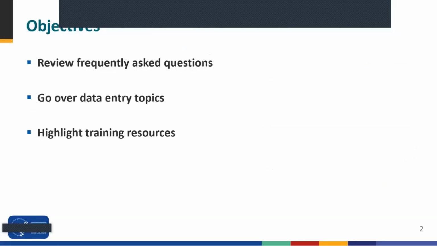There are 3 objectives for today's webinar. The first objective is to review frequently asked questions about data reporting. Next, we'll go over data entry topics, as well as tips facilities can use when navigating the NHSN application. At the end of the presentation, we'll review resources on COVID-19 vaccination data reporting that should be helpful to facilities. Please note that today's slides have been put together by various members of the NHSN vaccination unit.